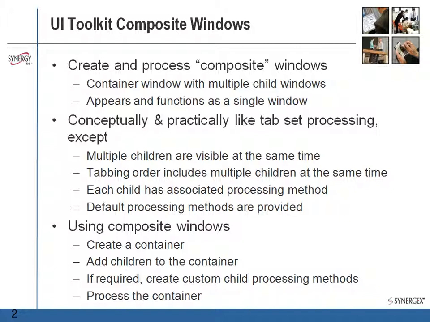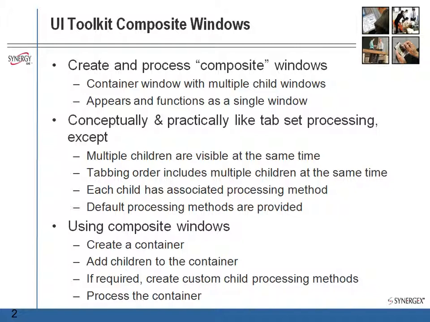As with tab set processing, each child window is associated with a processing method, and that processing method is called whenever the child receives focus within the composite window. Unlike tab set processing, however, UI Toolkit provides default implementations for these methods, which can enable you to receive basic functionality with much less code.